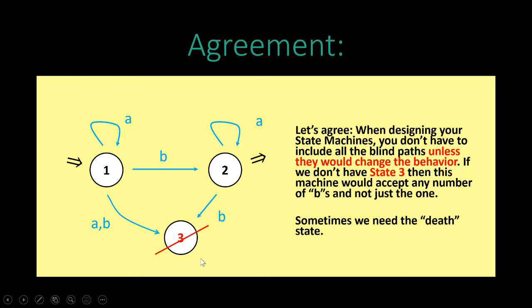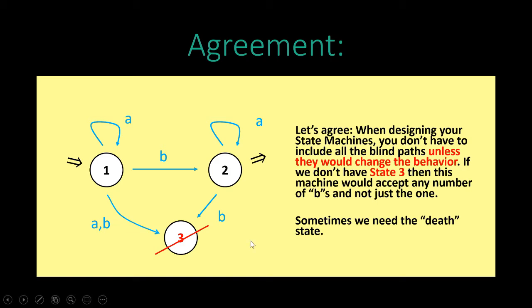However, if I crossed out the whole state 3 here, then this machine, without state 3, wouldn't be able to send us from state 2, which is accepting, after reading another B, into the death state. So sometimes we do need it to make the design easier to read. So let's have an agreement that we can ignore some of the paths, but if there is, for example, a death state that we need, let's just keep it in.